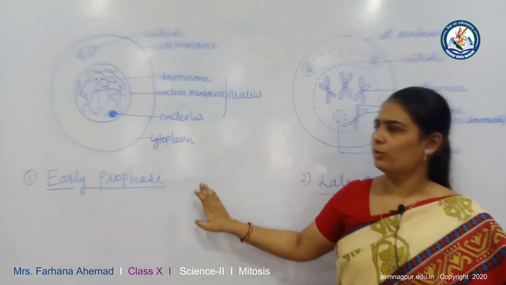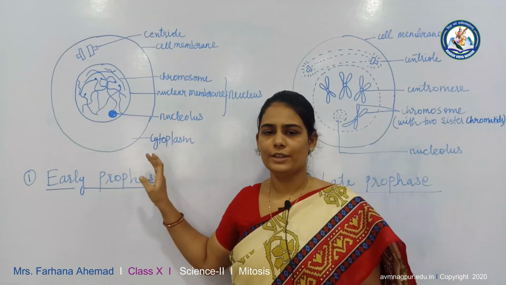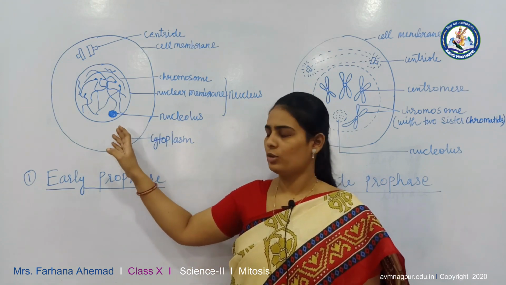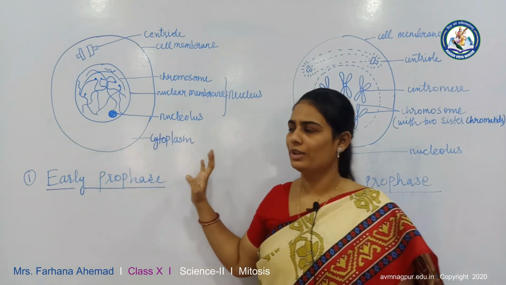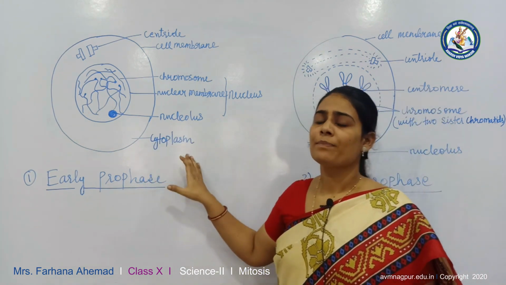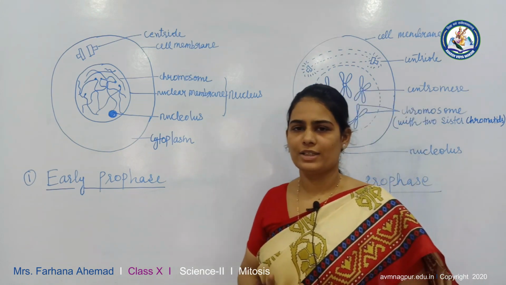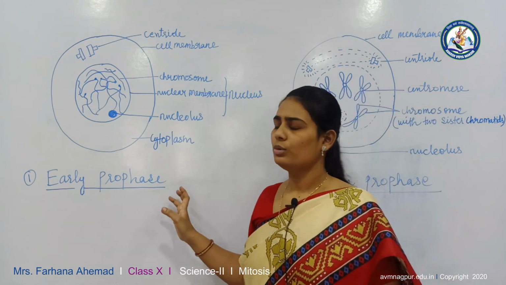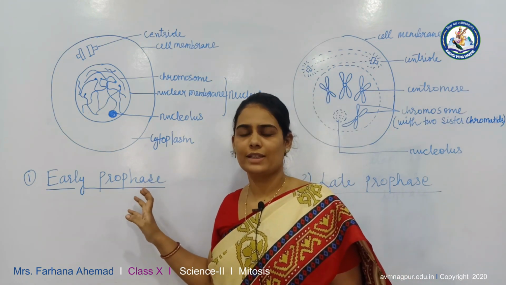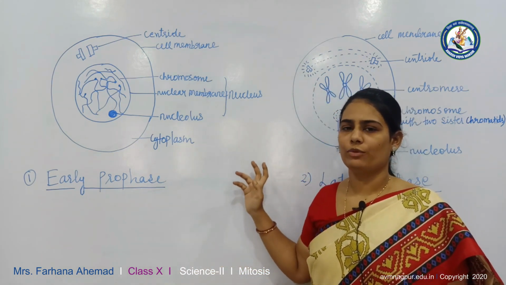Now in early prophase you can see this cell having its organelles, its nucleus, its cytoplasm and its nuclear membrane. This is early prophase. Early prophase and late prophase are actually a single stage, that is prophase, but because the prophase stage takes time, it is divided into 2 stages, early prophase and late prophase.